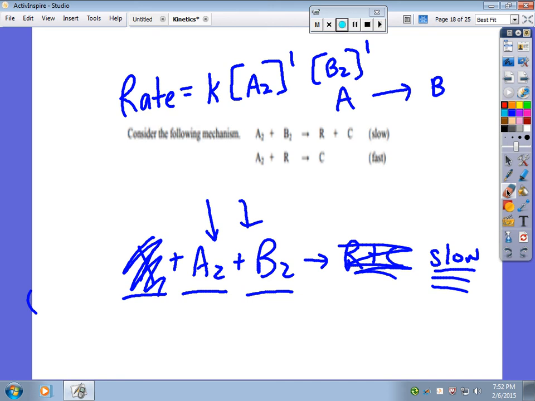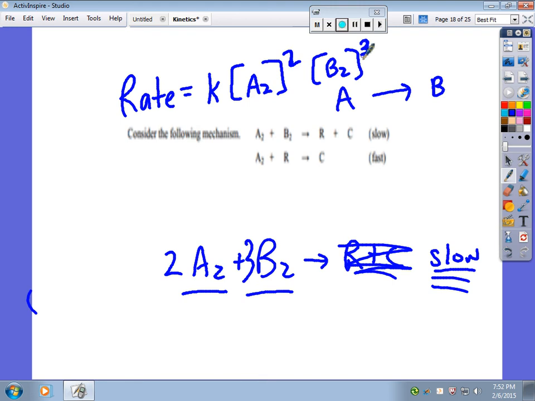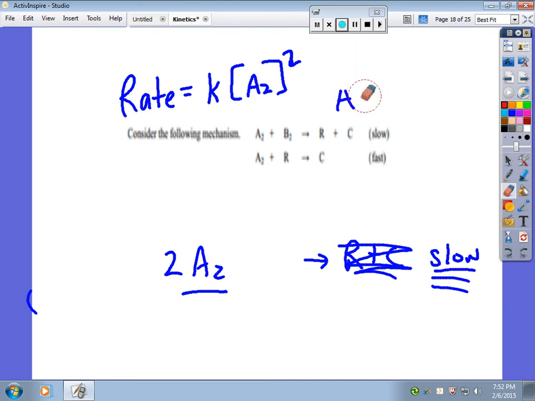What would happen if this is what my slow step looked like? What if I had, and it doesn't say that, but what if I had 2A? I would put a 2 here. What if I had 3B here? I put a 3B here. Make sense? What if I had no B here? Then it would just be this.